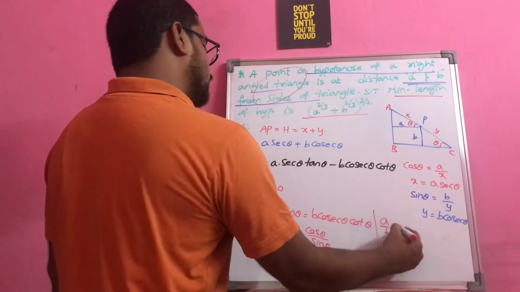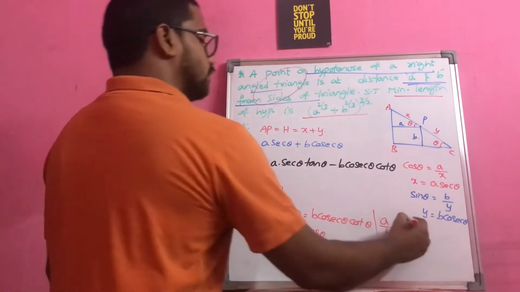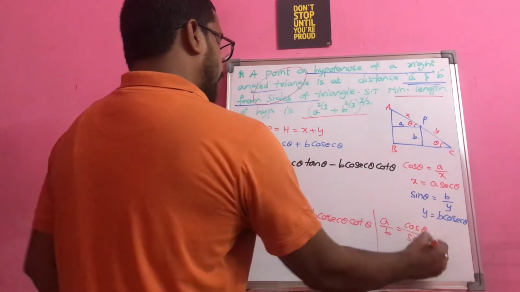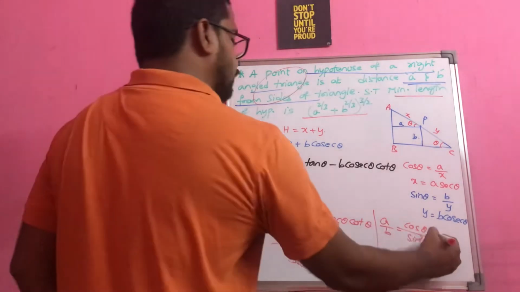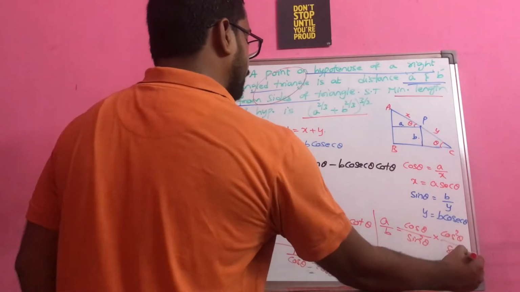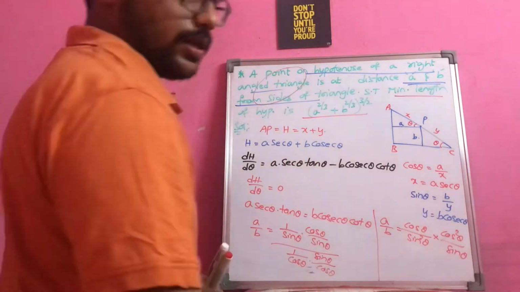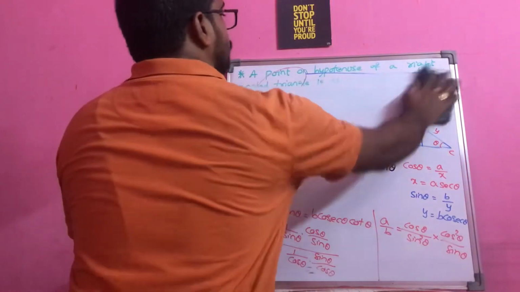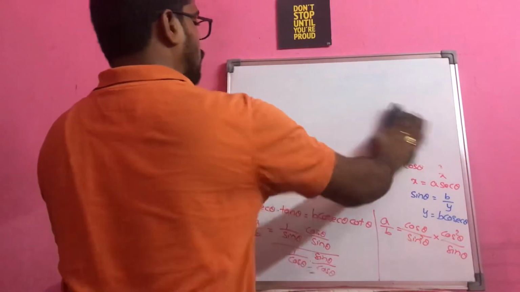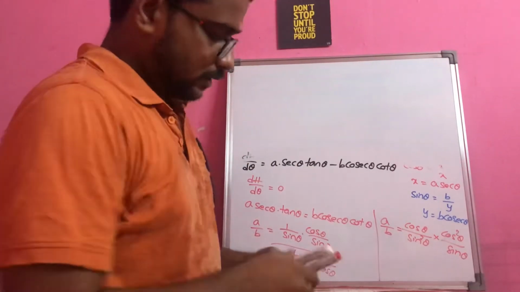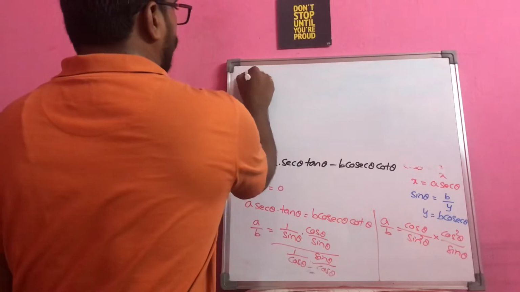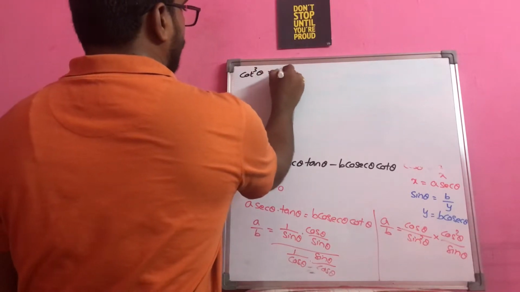A by b is equal to cos theta by sin square theta, and if you bring this term to the numerator, it will become cos square theta by sin theta. So let us simplify this further. This is equal to cos cube theta by sin cube theta. That means cot cube theta is equal to a by b.